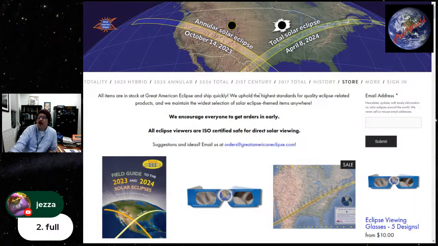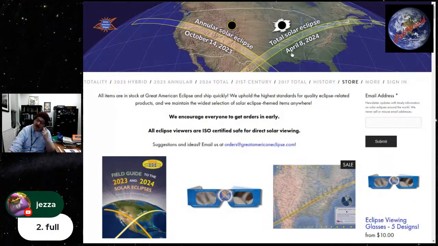So let me show you this. Like I said, in North America it's going to be kind of an exciting time in terms of solar eclipses. On October 14th, 2023, there is going to be an annular solar eclipse, which comes in from basically Oregon, down through the continental southwest, through Texas, and out through the Gulf of Mexico. This is what we call the path of annularity.